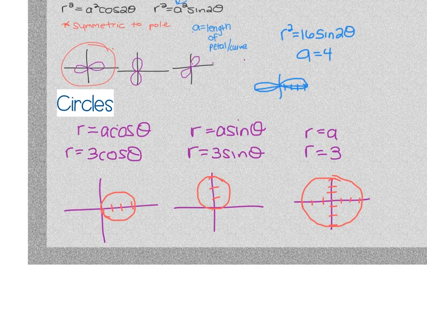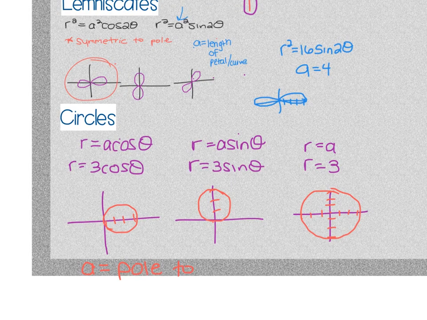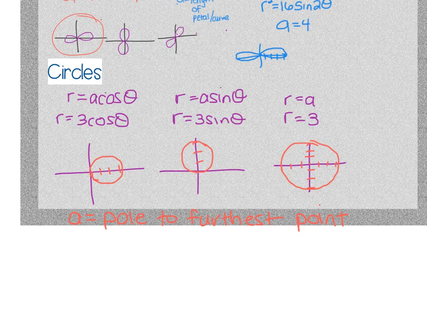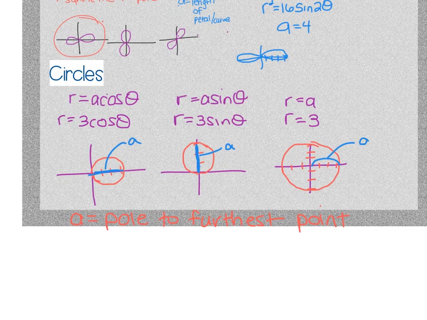So the A is the distance from the pole to the furthest point. When there's a trig function in your answer, that's also the diameter. When there's not a trig function in your answer, that's your radius. So your diameter would be double it. And again, when in doubt, plot your points.